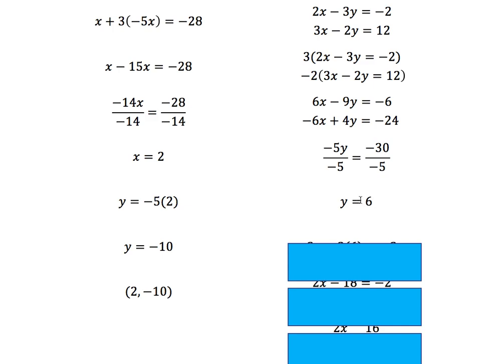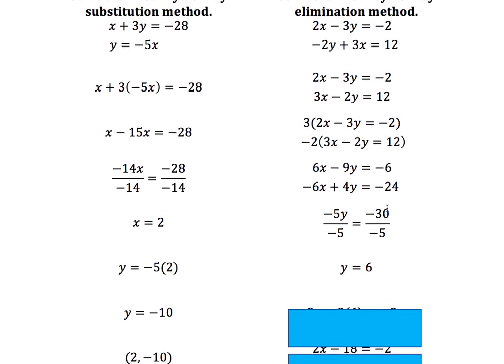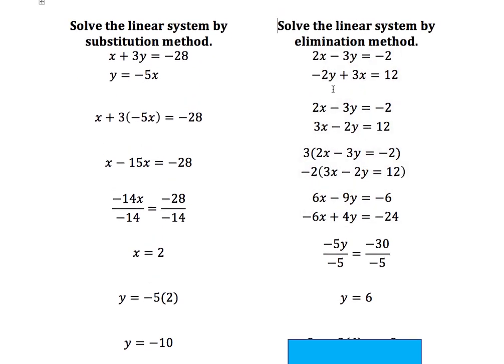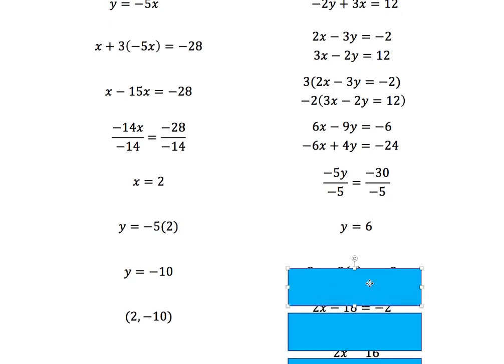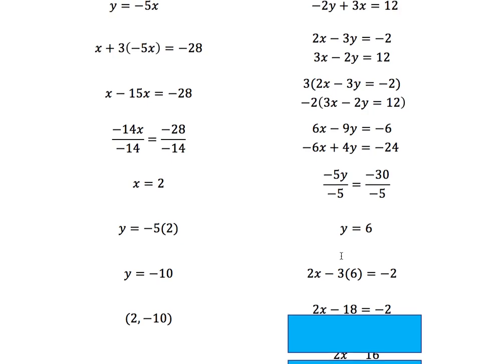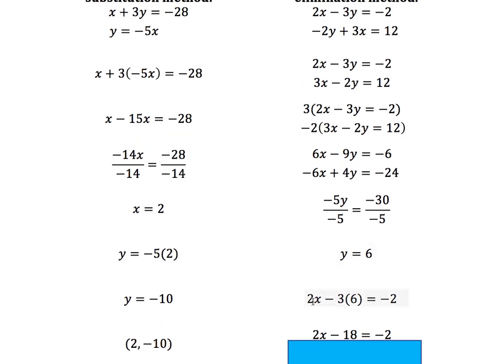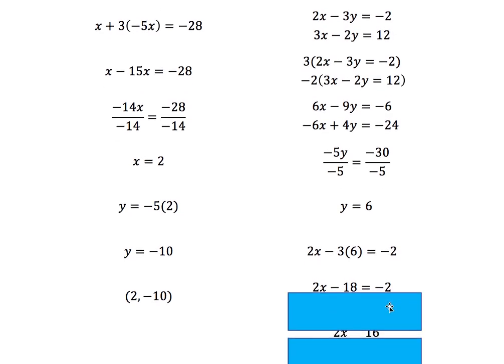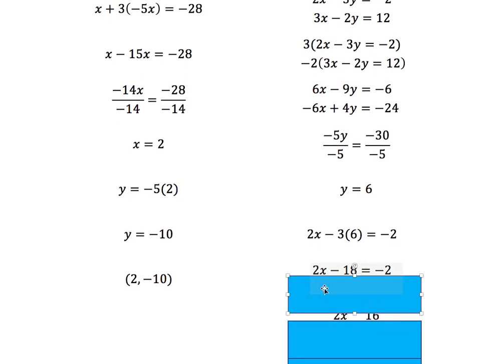Okay, now that I know that y is equal to 6, I'm going to take one of my equations and plug in 6 for y. And it doesn't matter which one I use. I chose the top one. So I have 2x minus 3 times 6 is equal to negative 2. I get 2x minus 18 is equal to negative 2, because negative 3 times 6 is negative 18.